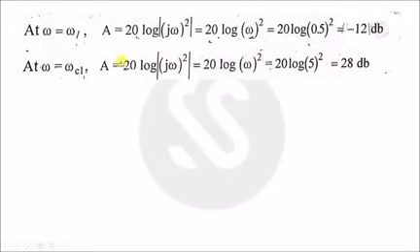So you can see from the first point to the second point, I told you the other corner frequency. You can see previously it was minus 12 dB and the second will be 28 dB. Can you guess what the difference is? The difference is 40 dB. So here I have 1 kHz.